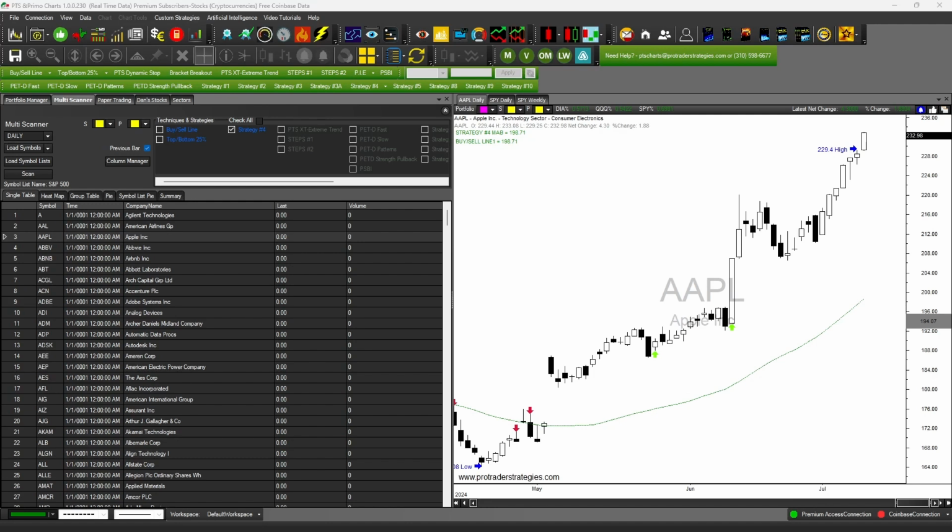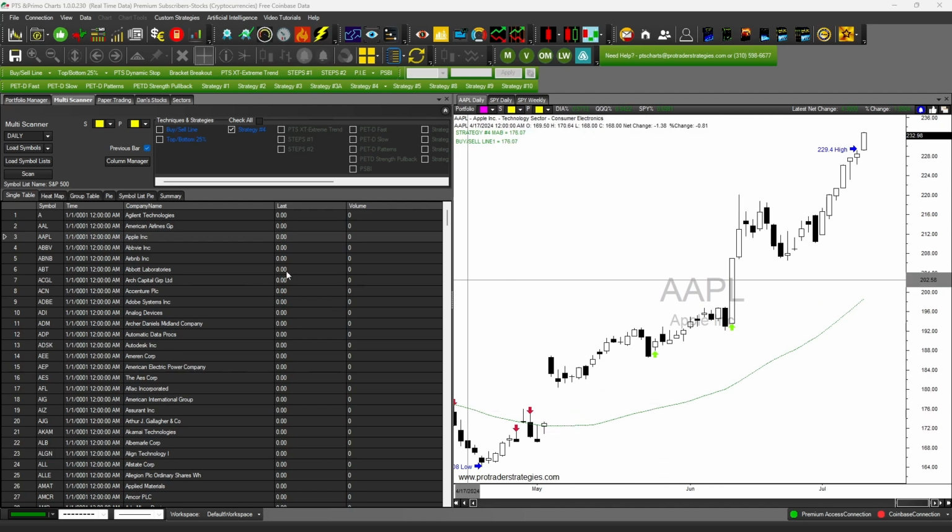Okay, so let's start to navigate the question on how to find stocks to day trade. So where do we start? So we're gonna start here. We're gonna open up our PTS charts and we're gonna have our multi-scanner on here, and we're also gonna have our base blank chart here that's just got our buy sell line on here as well.